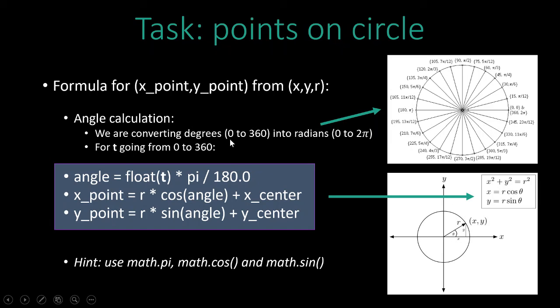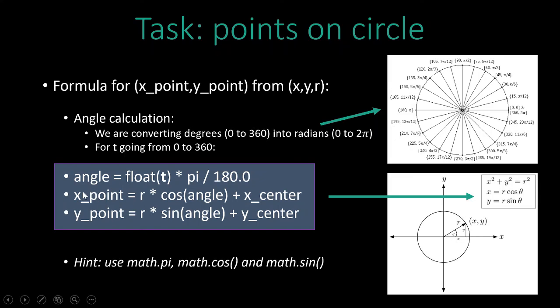There is one small detail: when working with these functions, cosine and sine, what you need to feed them is radian values, so not values from 0 to 360, as is the angle we would draw on a board, but values going from 0 to 2 pi. This is my hint, the formula to convert whatever the t is, from 0 to 360, to radians: we multiply it by pi and divide by 180. And then if you feed this into these two functions, it is basically just rewriting this formula.